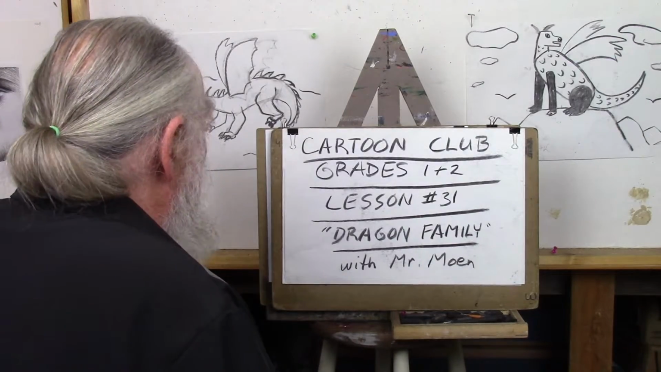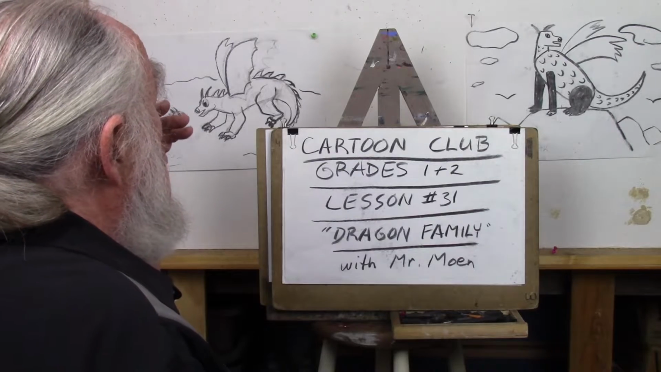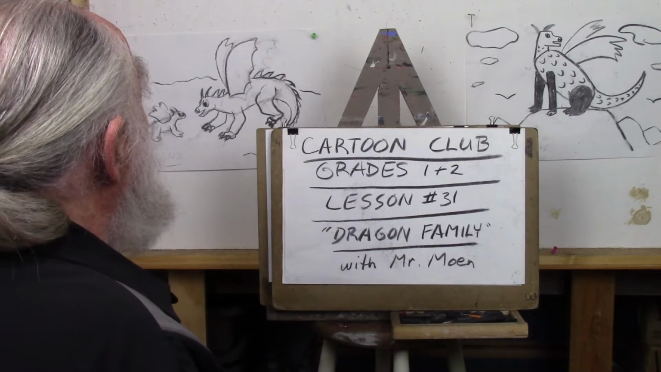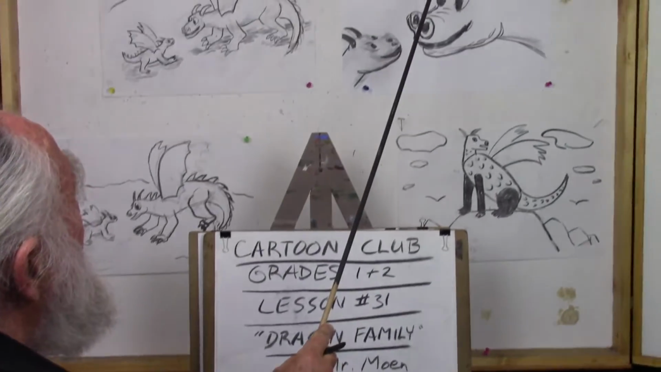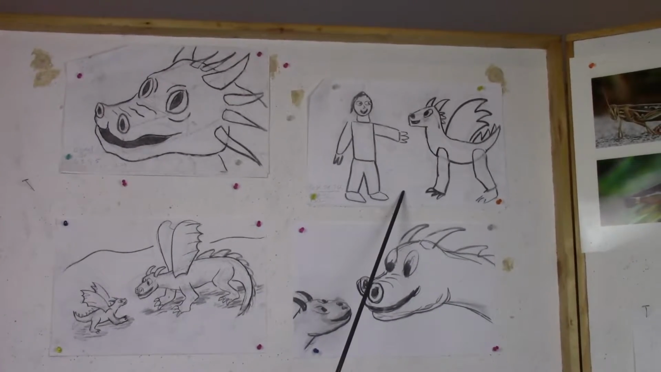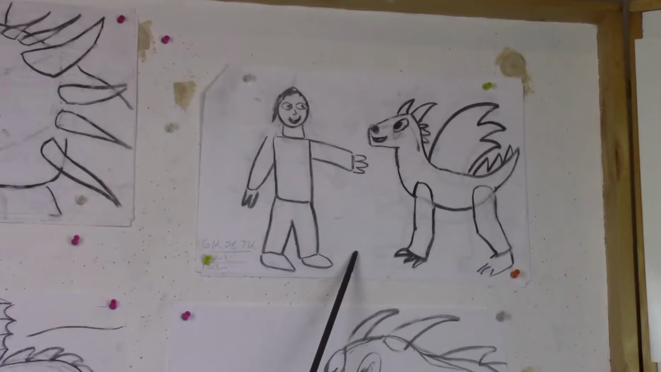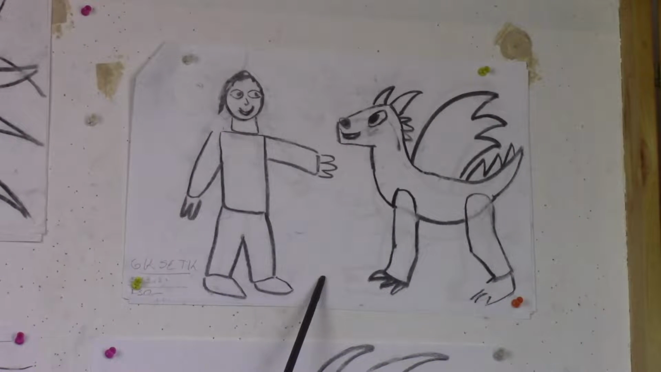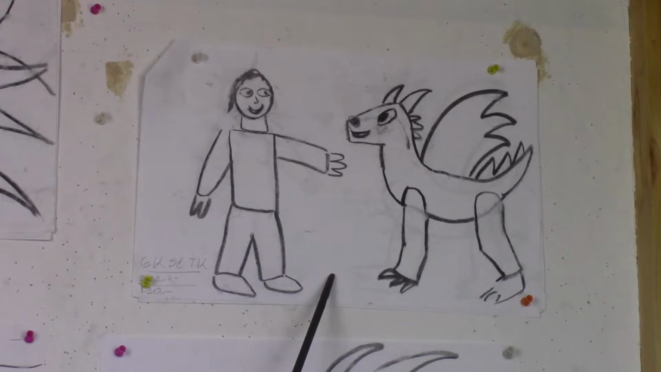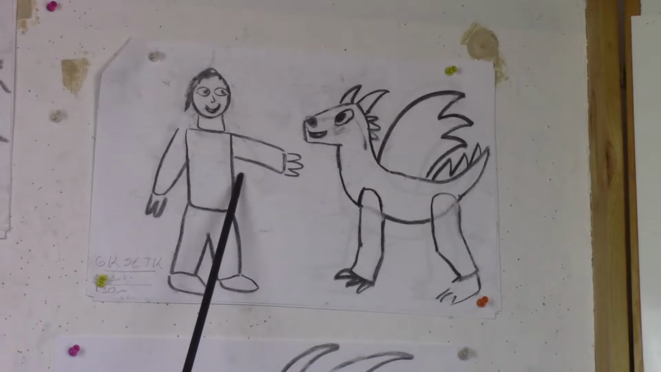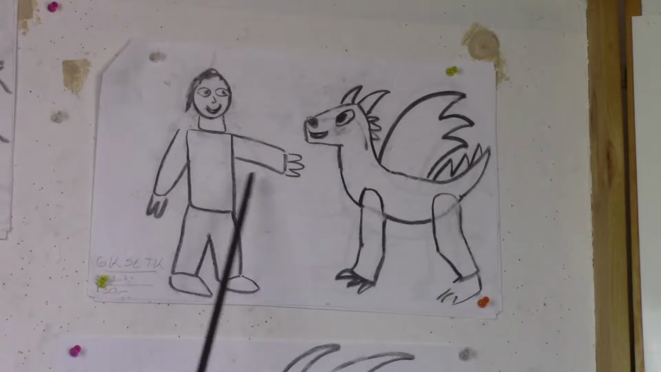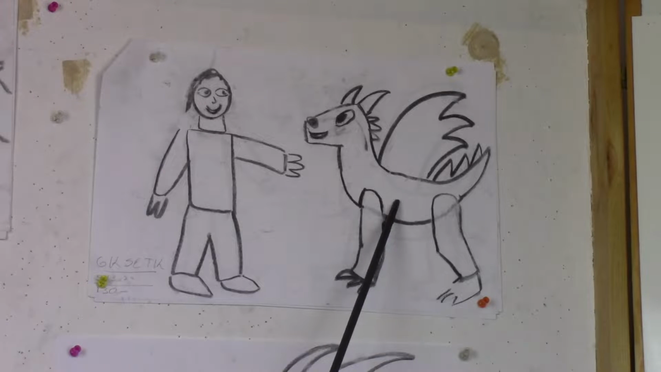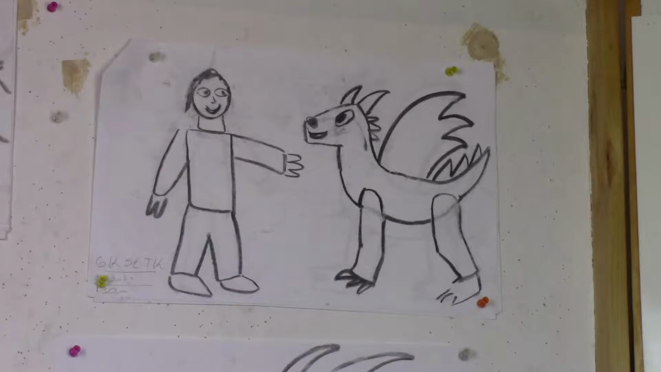Now, let's take a look up here on our display board and just review a few things that we've been talking about. Let's go to the upper right-hand corner. We did this drawing recently, and the question we were trying to answer was, how big is the dragon? Well, we know how big the dragon is. The dragon is as big as this kid, right? So maybe this kid is 40 inches tall. So the dragon is that tall too. Kind of like a little cow or a very big dog.